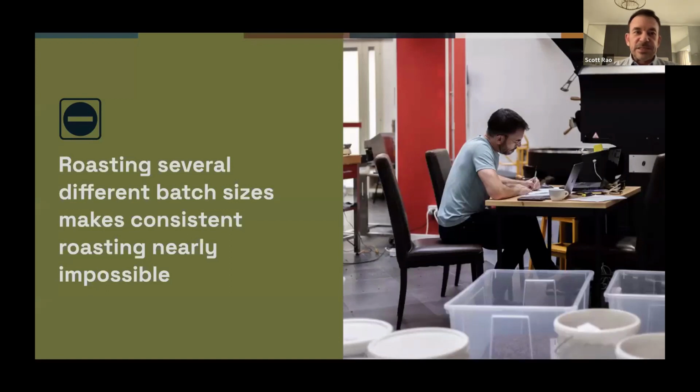And one of the last things I'll say is that roasting several different batch sizes makes consistency very difficult. It is so much easier to be consistent if you just stick to one batch size than if you're all over the map in terms of roasting 4 kilos, 8 kilos, 10 kilos. I understand that business sometimes demands flexibility about batch sizes because order sizes can vary a lot. But anything you can do to be consistent in your batch sizes is going to make predictability and consistency so much better.